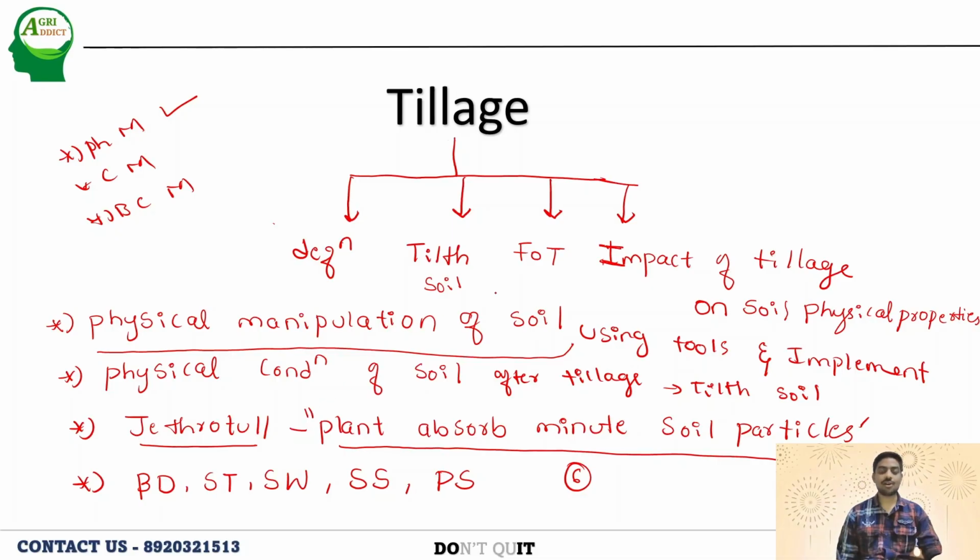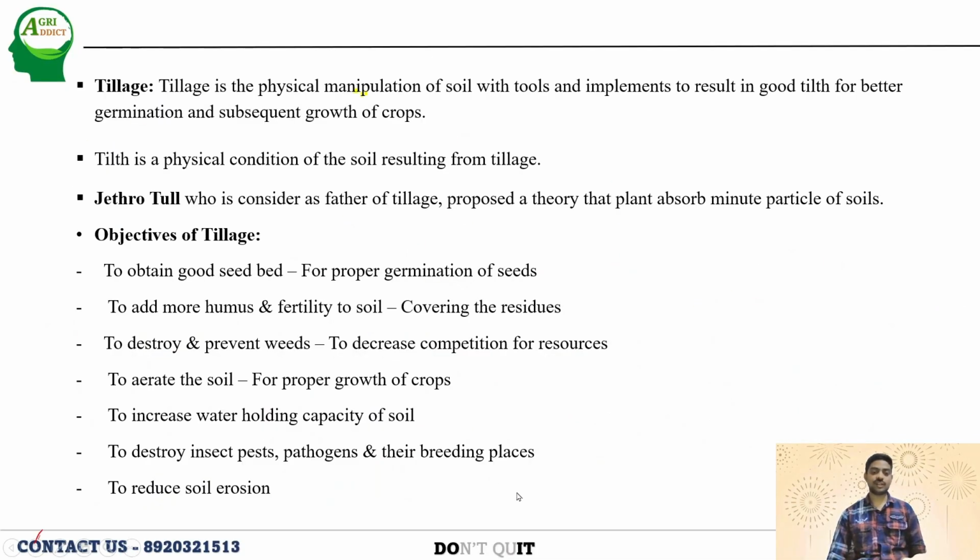He is considered the father of tillage, and in one of his theories, he gave the statement that plants absorb the minute soil particles. This statement is important because in the exam they may ask which agronomist gave this particular statement. Next, the impact of tillage on soil physical properties. For now, I will just list the properties and later we'll discuss them in detail. They are bulk density, soil temperature, soil water, soil structure, and pore space. These are the soil physical properties which will be changed upon the impact of tillage.